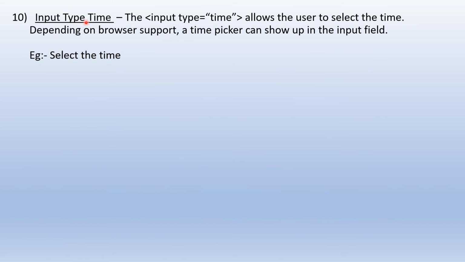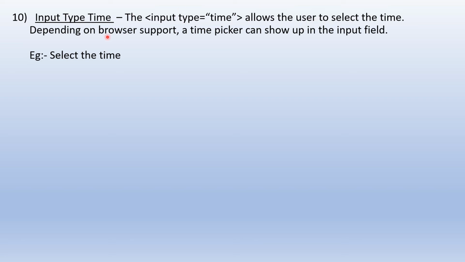Next type of form element is input type time. Input type time allows the user to select the time. So this is similar to the previous case. There it was date time, here it is time. So in this case you are going to select only time.